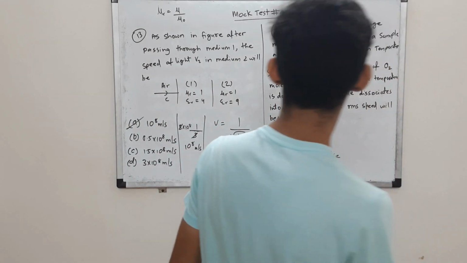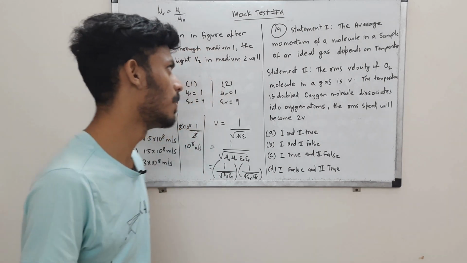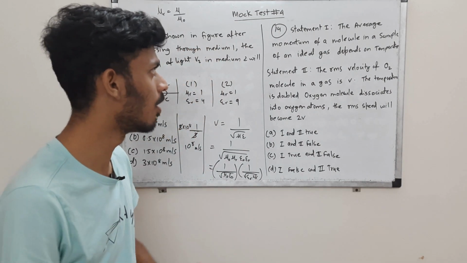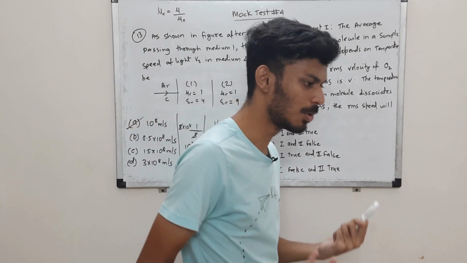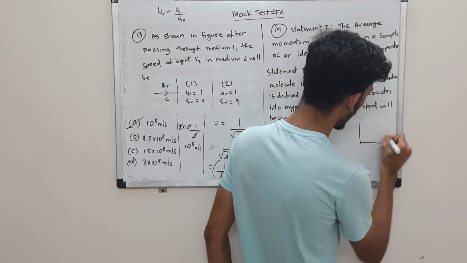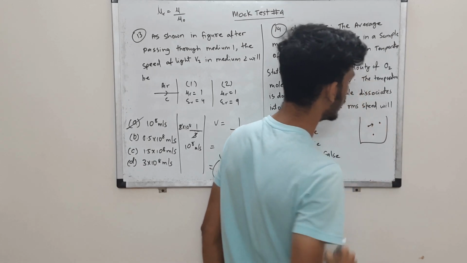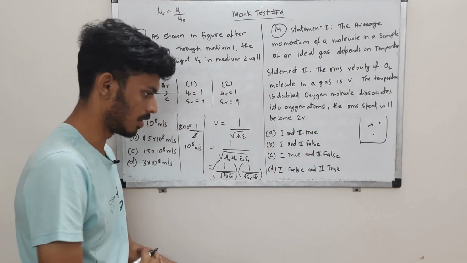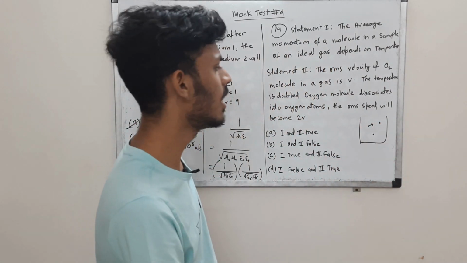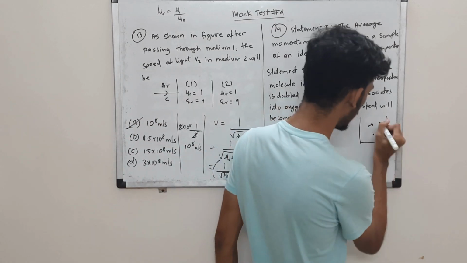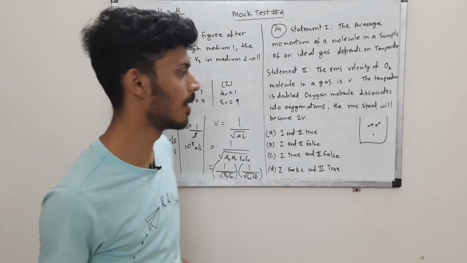Okay, let's come to this one. Here we are given two statements. Statement 1 says that the average momentum of a gas molecule in a sample of ideal gas depends on temperature, which might seem logically true, but it is not. If a particular gas molecule has velocity and momentum in one direction, there will always be some other molecule which has a velocity and momentum opposite to that.